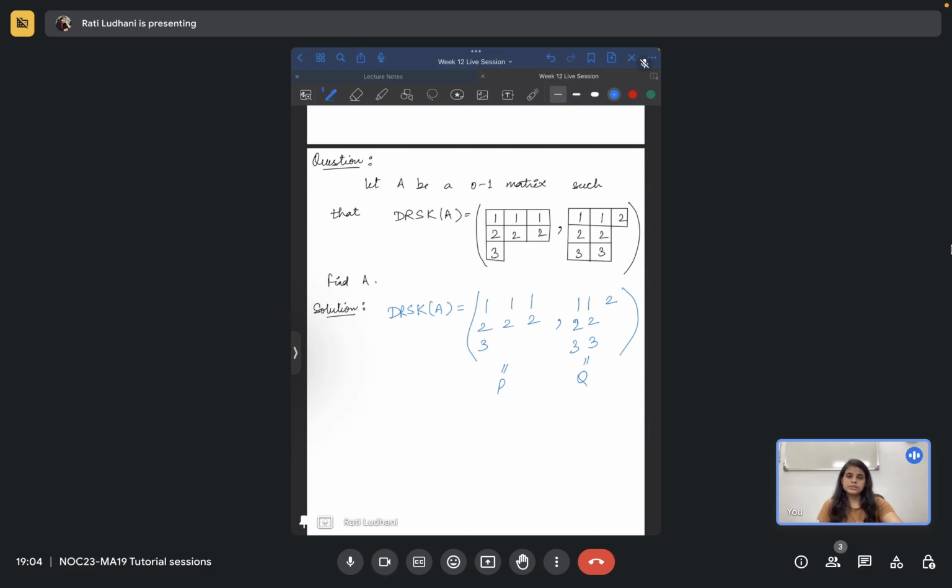The first step is we do the transpose. Whatever P is, we will consider P dash, then only we can do the next step. So the transpose will be what? 1 2 3, 1 1 2 2 3, 1 2, 1 1 2 2. So we got this.